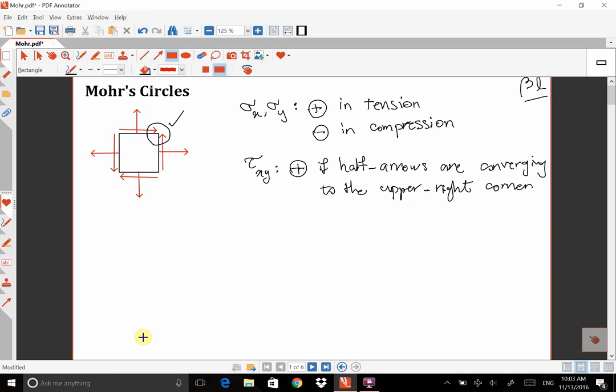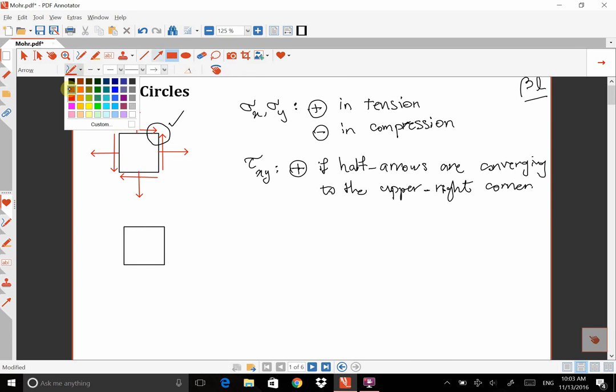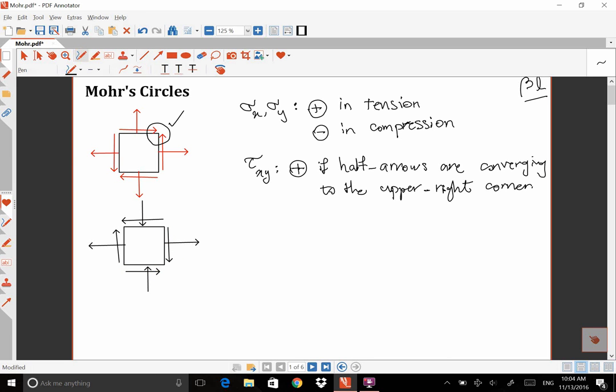Okay. For example, let's say we have another 2D element like this, and I have these stresses. I have normal stress like this, I have normal stress in compression in y direction, and I have shear stress like that. Let me give some numerical values for these stresses. This is, I don't know, 40 psi or megapascal or whatever. So that's 40. This one is 20, for example, and the shear stress is 10.